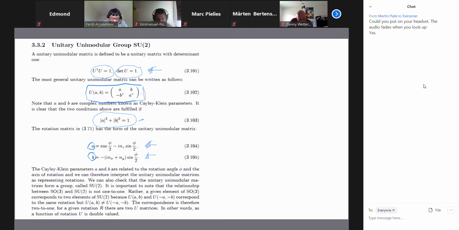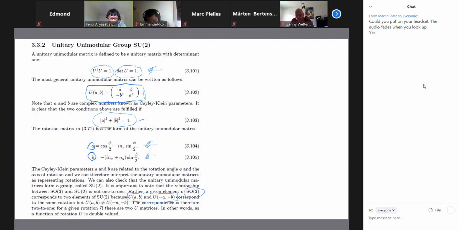So the thing to note is that the relationship between SU2 and SO3 is not one-to-one. For a given rotation in real space, represented by a matrix of SO3, this orthogonal matrix, there correspond 2 elements of SU2. So there are 2 elements of SU2, represented or labeled by A, B and minus A, minus B.